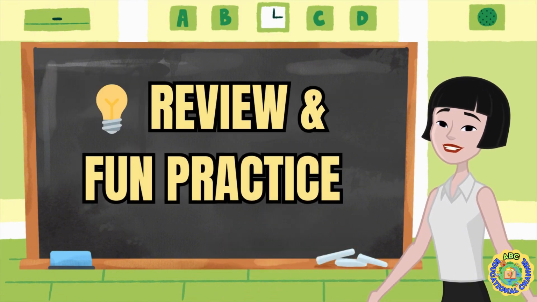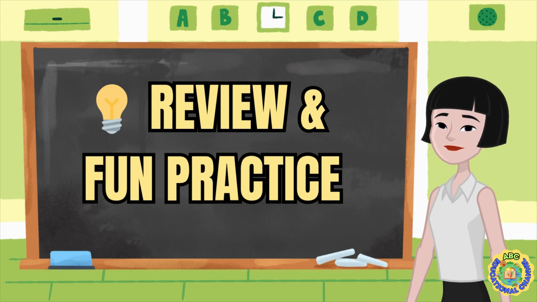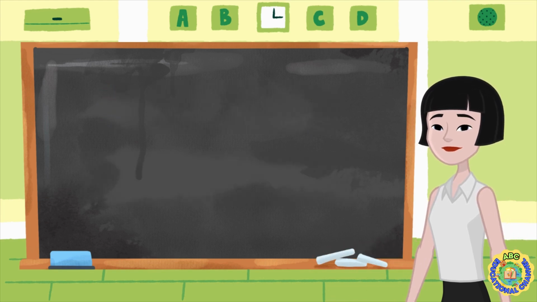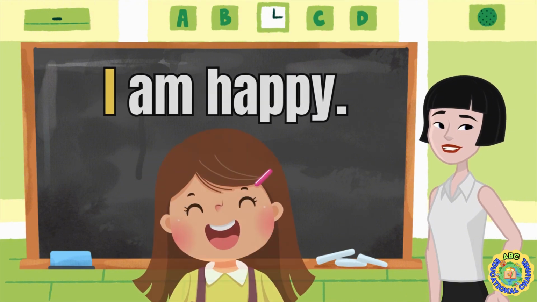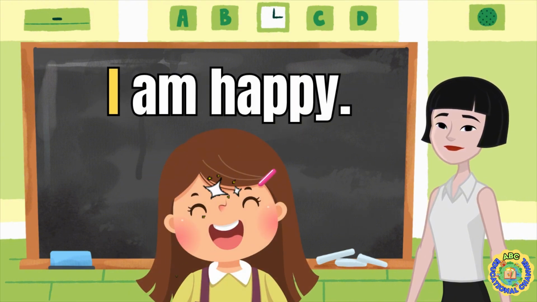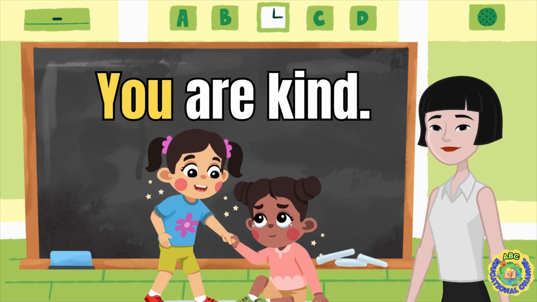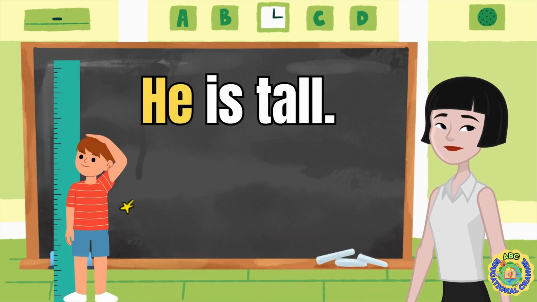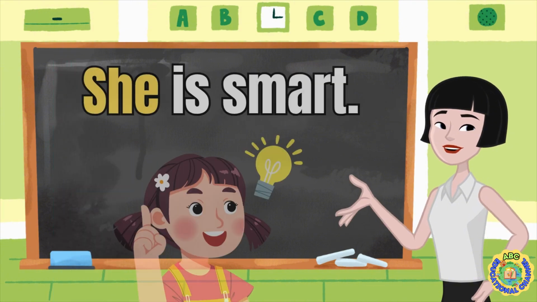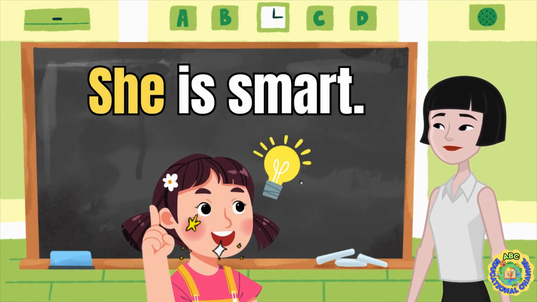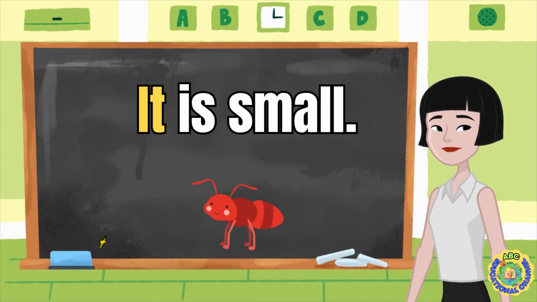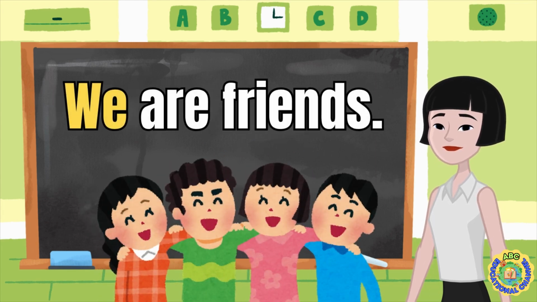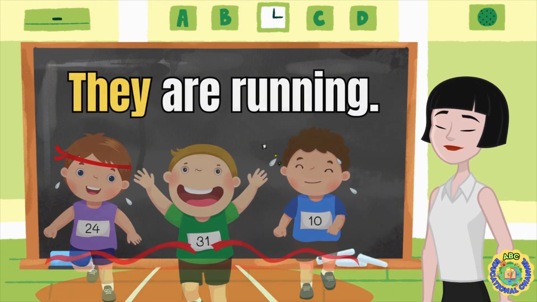Review and fun practice. Let's practice. Repeat after me. I am happy. You are kind. He is tall. She is smart. It is small. We are friends. They are running.